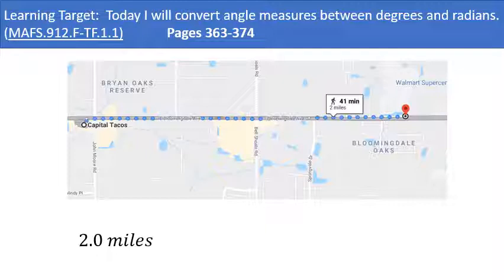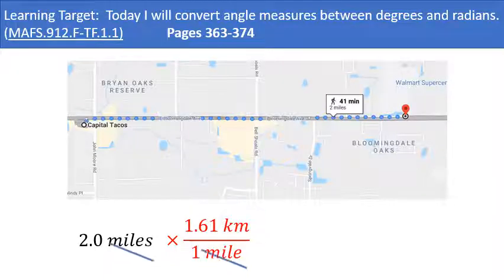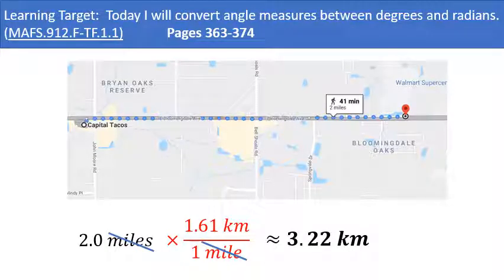So let's imagine for a second that I wanted to know how far that distance was in terms of kilometers. Well, to do that, what I would need to know is the conversion rate between miles and kilometers, and I do know that. It's 1.61. So that means there's 1.61 kilometers in 1 mile. If I wanted to convert this distance, 2.0 miles, to kilometers, all I have to do is multiply by that conversion factor. Remember, 2.0 miles is like 2 over 1. If I multiply this, miles cancel out, and we end up with about 3.22 kilometers.